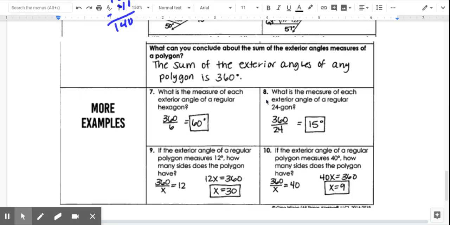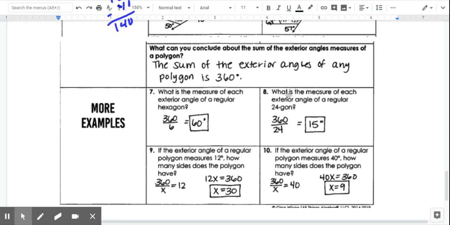So let's work on some more examples here. What is the measure of each exterior angle of a regular hexagon? So a regular hexagon has 6 sides. So we know that the exterior angles, their sum is 360. You take that and divide by 6. Each exterior angle has to be 60.